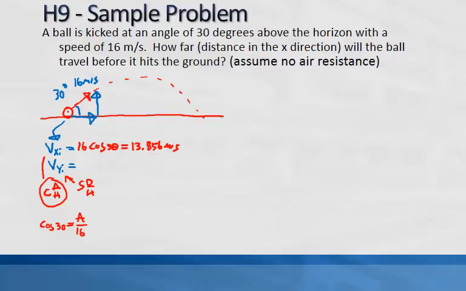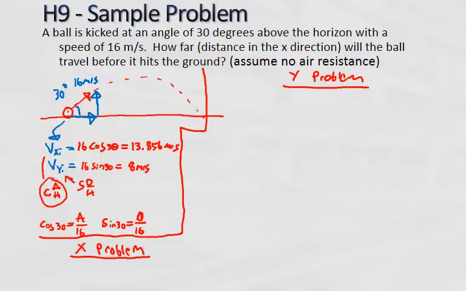And we should get 13.856 meters per second for the x velocity. For our y velocity, we should get 8 meters per second. So we know in the x direction, the x velocity is going to stay the same, right? So delta x equals vx times time. And that doesn't change, right? The x velocity stays the same.